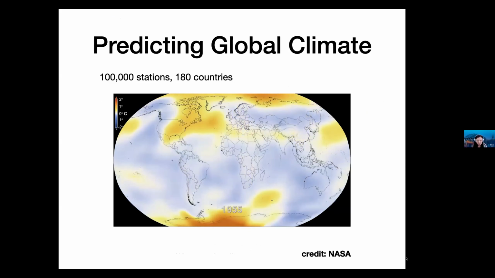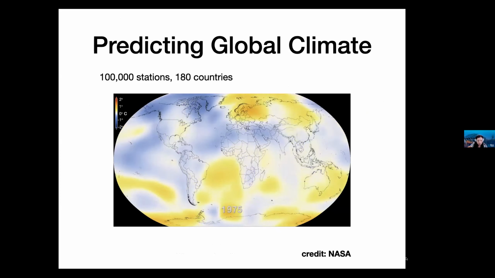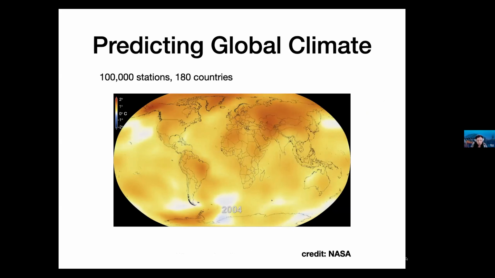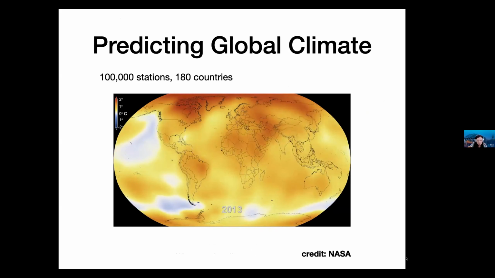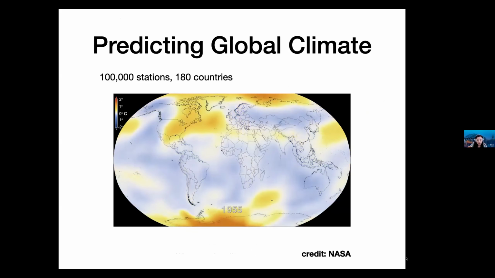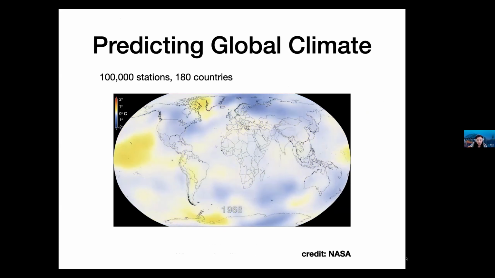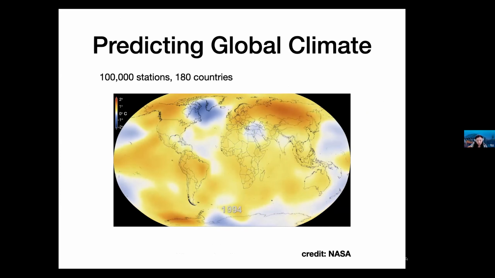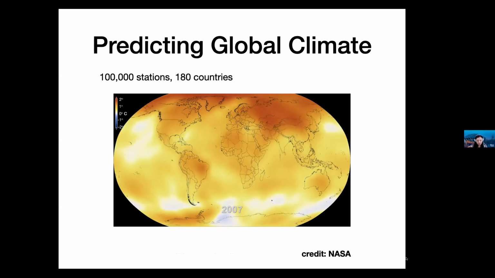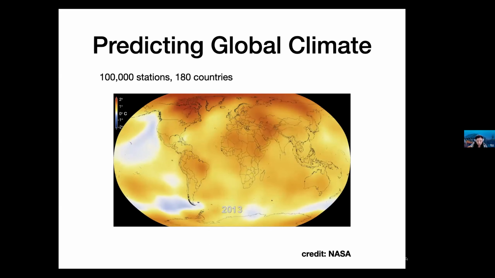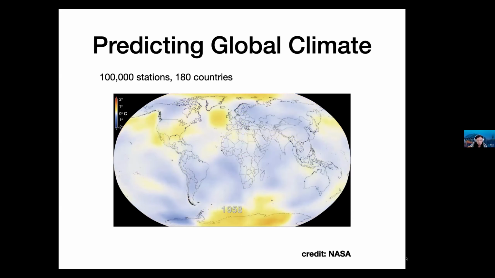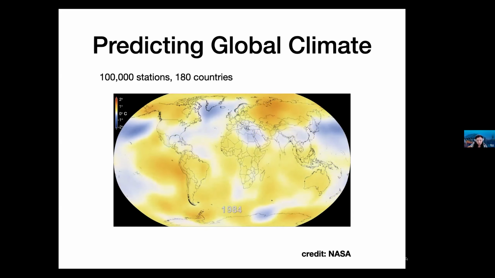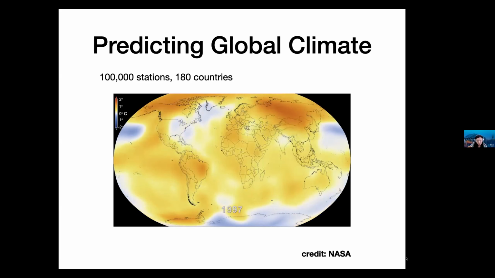For instance, this is a video showing the temperature variation for the past 50 years from 1950 to the year 2000. So the climate models are important tools for improving our understanding of climate behavior. But climate models are extremely expensive to simulate at high resolution. So nowadays we have observation from thousands of stations across the globe. The question is, can we leverage this data combined with simulation to speed up climate models?